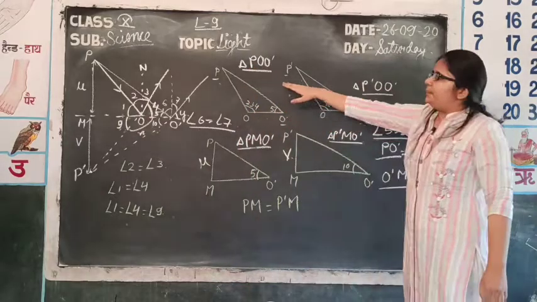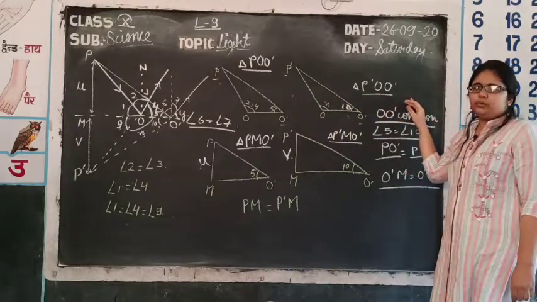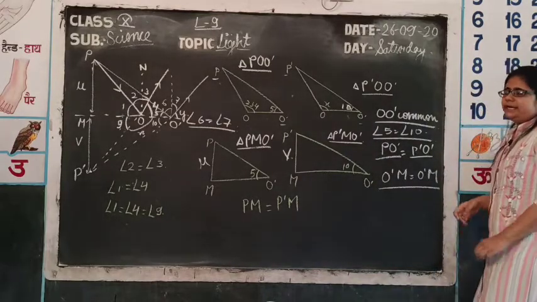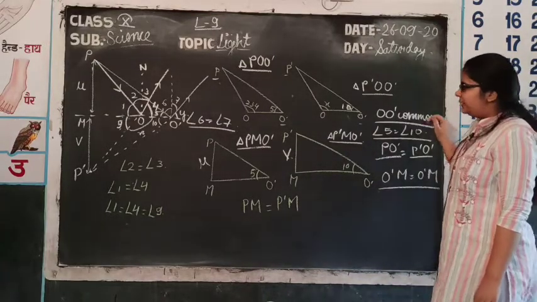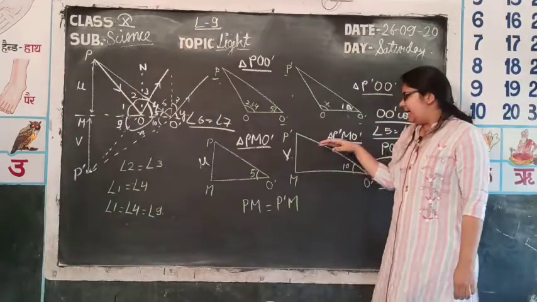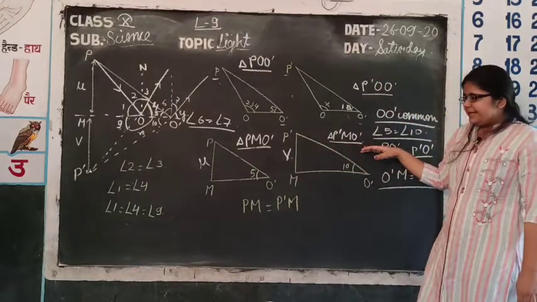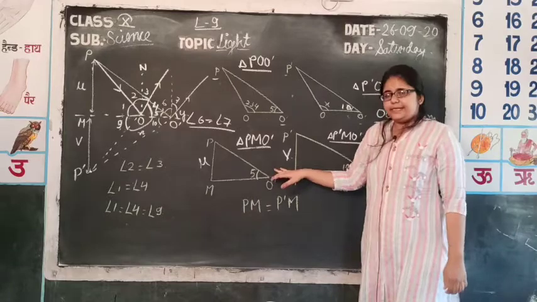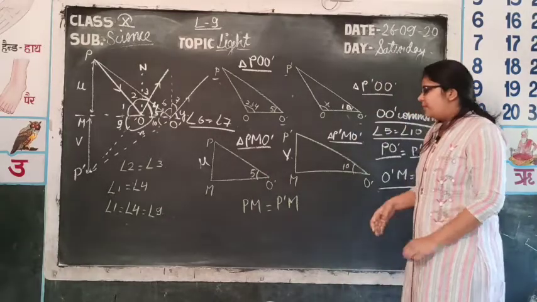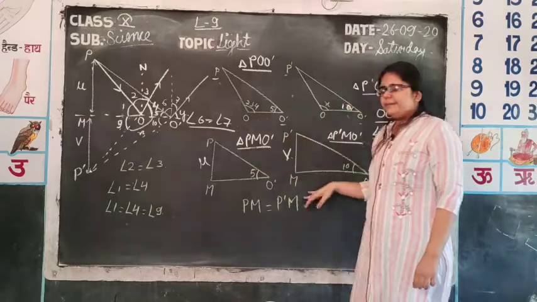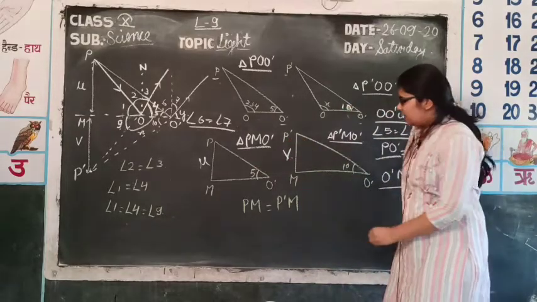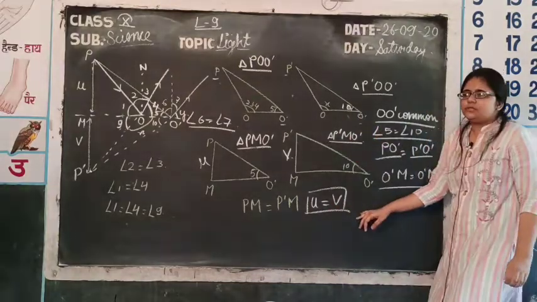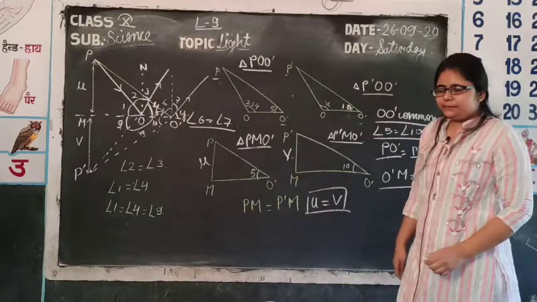Then we see triangle POO' and triangle P'OO'. These two are congruent to each other, as two angles and one side are equal. Then we take the triangle PMO' and triangle P'MO'. In these triangles, one side is common, and two sides and one angle are similar. So, you can say that PM and P'M are also equal to each other. Hence, u is equal to v, that is, the distance of the object from the mirror and the distance of the image from the mirror are equal to each other.